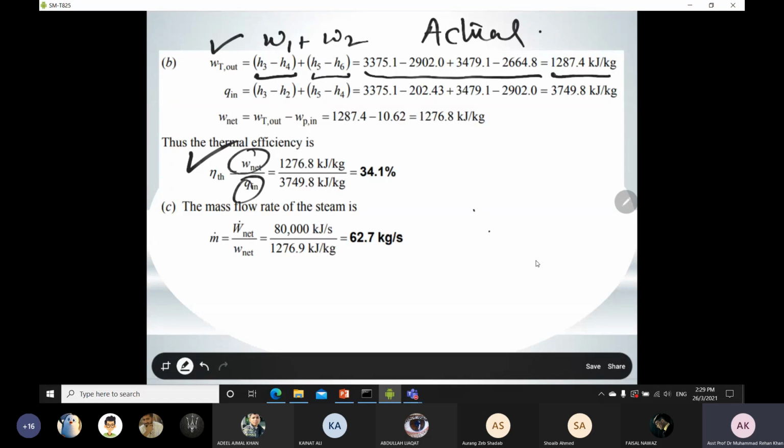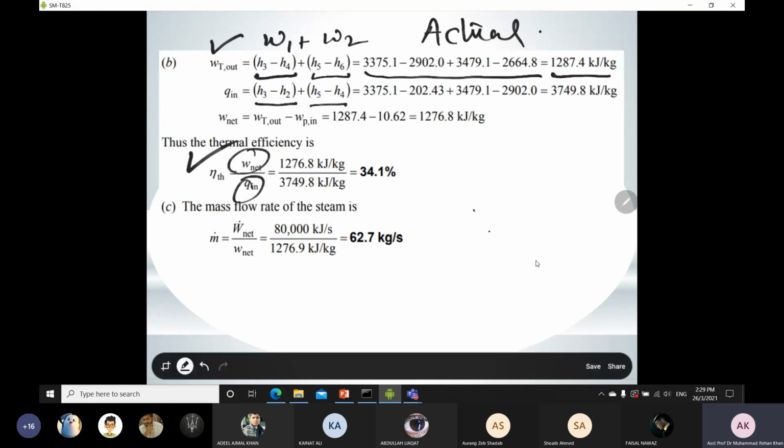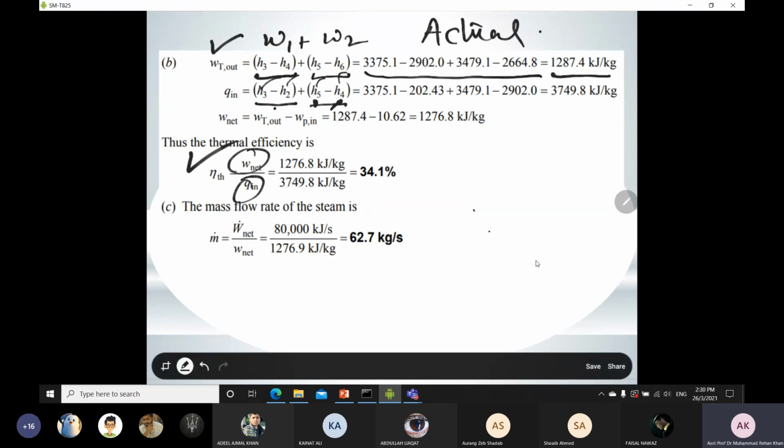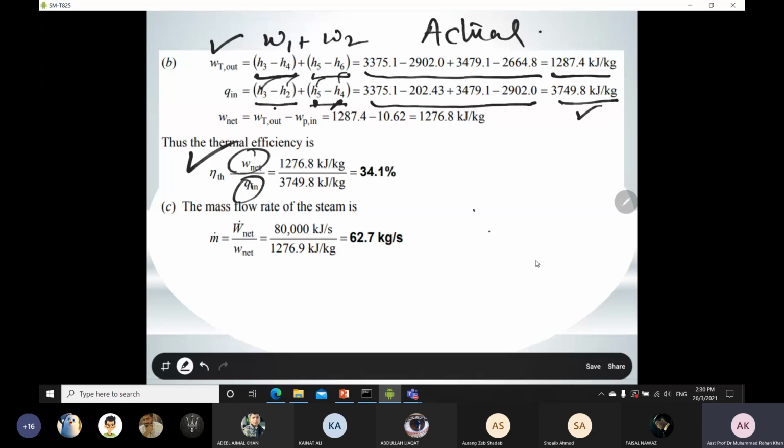Now coming to the second thing, we have to find the Q supplied in the boiler. There will be two heat addition processes, because it is a reheating cycle: one heating process between 2 and 3, and one between 4 and 5. We need the enthalpies at 3, 2, 5 and 4, all of them the actual ones. Just plug in all the values and you will get Q in, the heat supplied to your boiler.